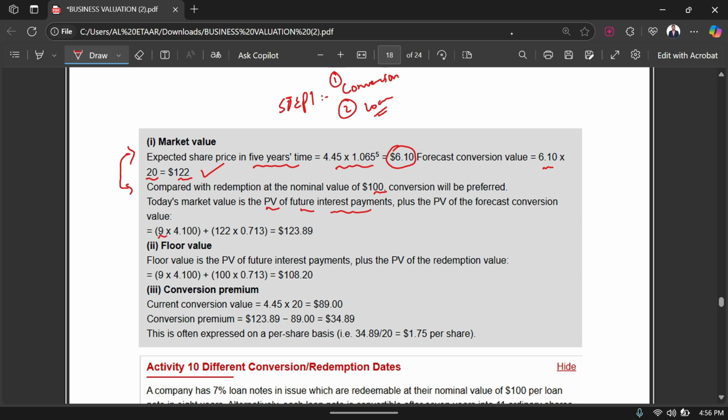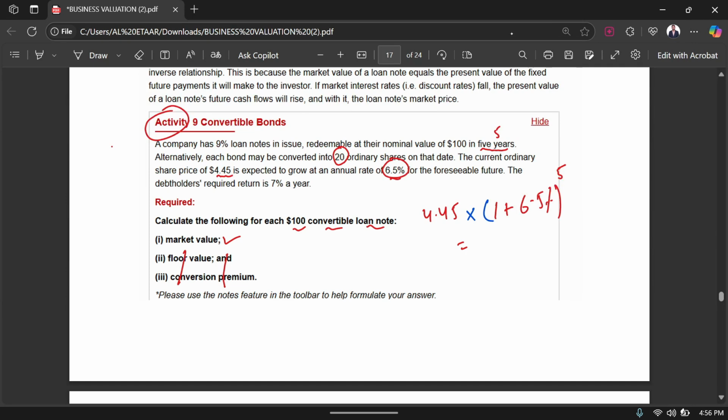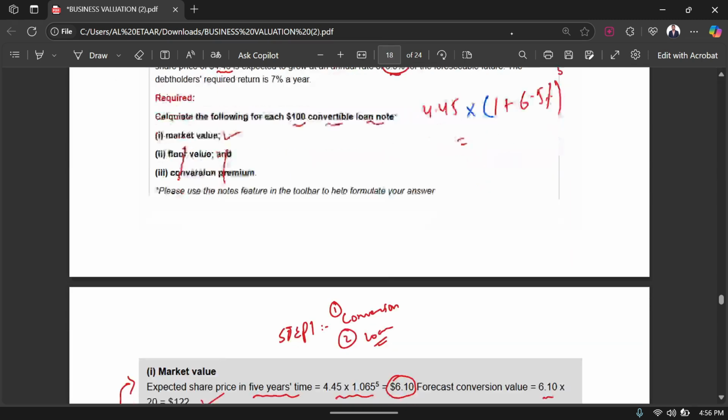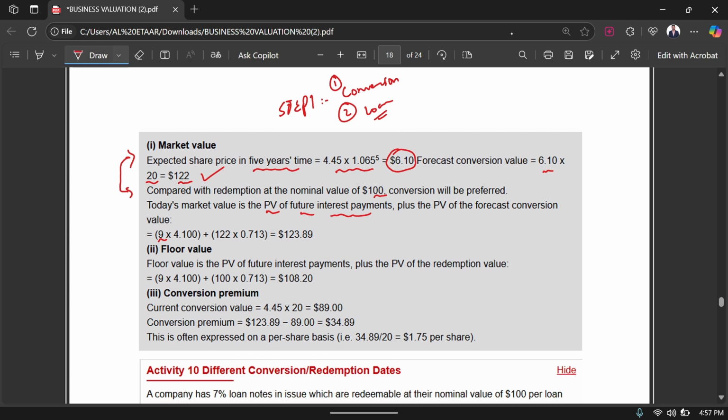So interest is 9, right? And how do I know it's 9? Because you had 9% loan notes and the nominal value was $100. So 9% of $100 is 9, right? So $9 is my interest, and this 4.100 is basically the annuity factor. Then the value of shares that I'm going to get after 5 years, which is 122.